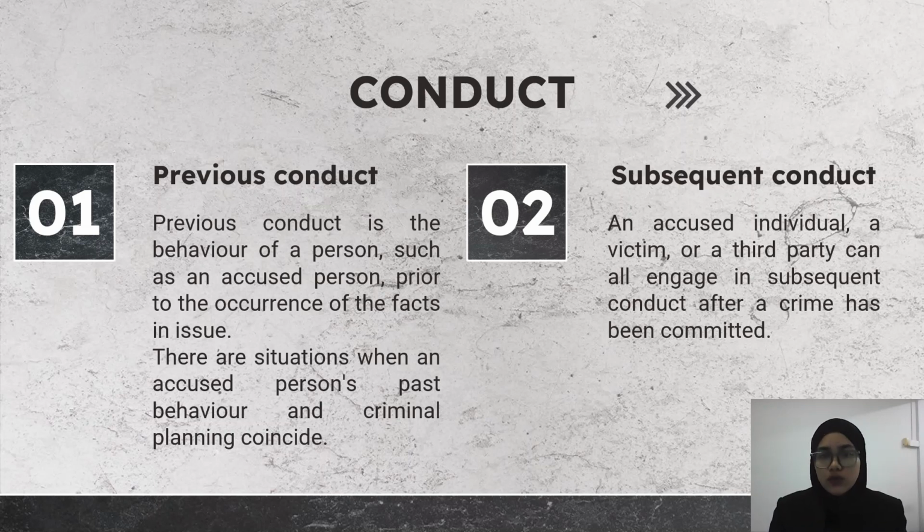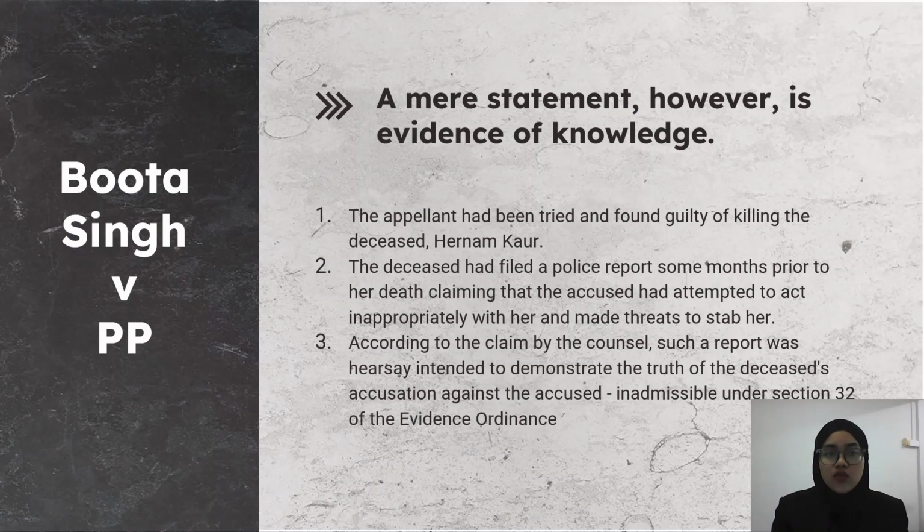An accused individual, a victim, or a third party can all engage in subsequent conduct after a crime has been committed. For example, the accused is seen running away from the crime scene or is showing remorse after his actions. In the case of Buta Singh and PP, the appellant had been tried and found guilty of killing the deceased Harnam Kaur. The deceased had filed a police report some months prior to her death, claiming that the accused had attempted to act inappropriately with her and made threats to stab her.